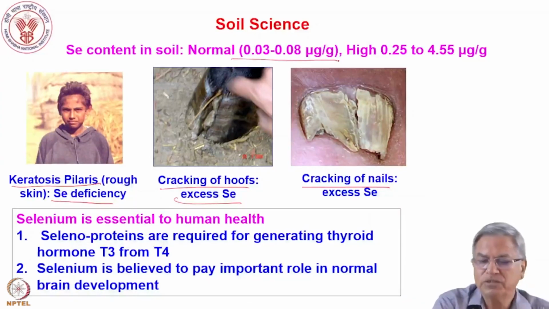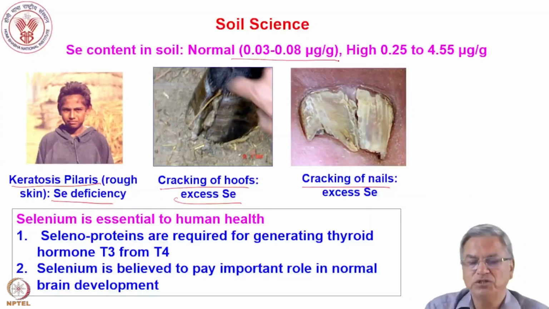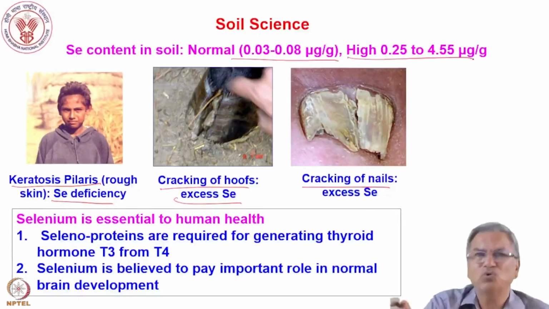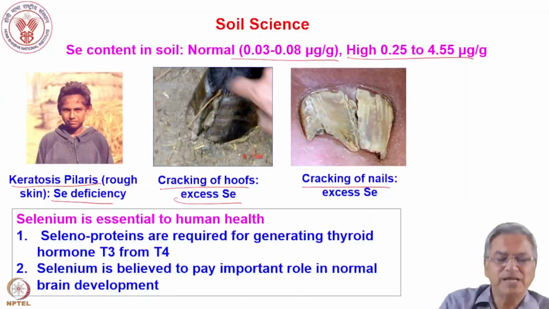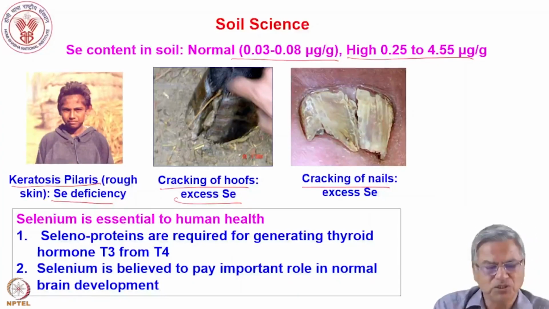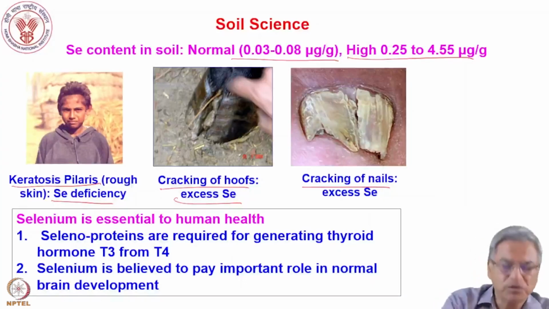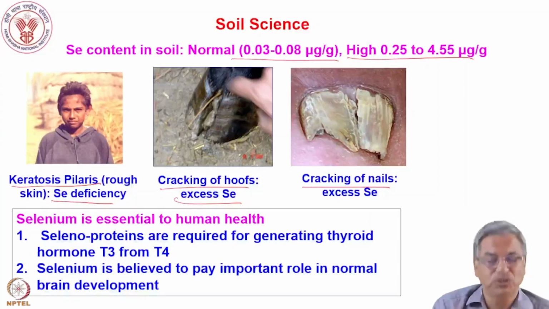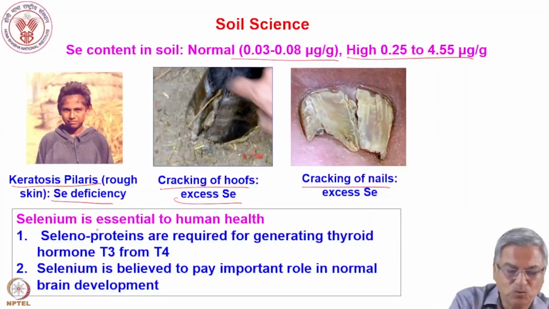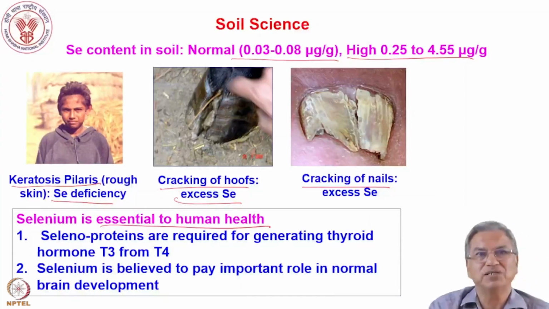So the normal concentration is 0.03 to 0.08 microgram per gram, and selenium concentration can go very high. In fact, very, very high concentrations are also seen in the world. So while selenium in excess concentration is toxic, low concentration is also not desirable, and the deficiency of selenium can lead to diseases. There is also a good part of selenium because it is essential to health.